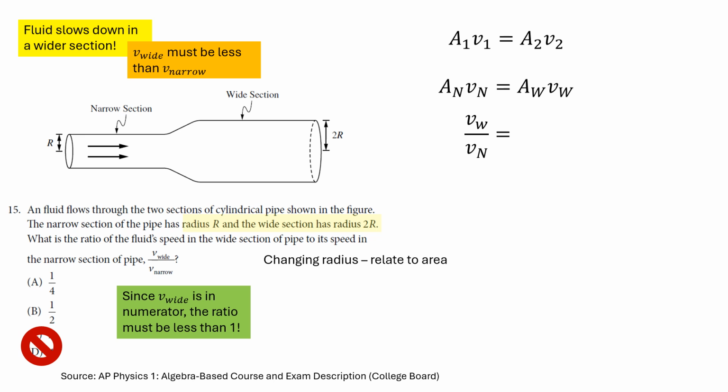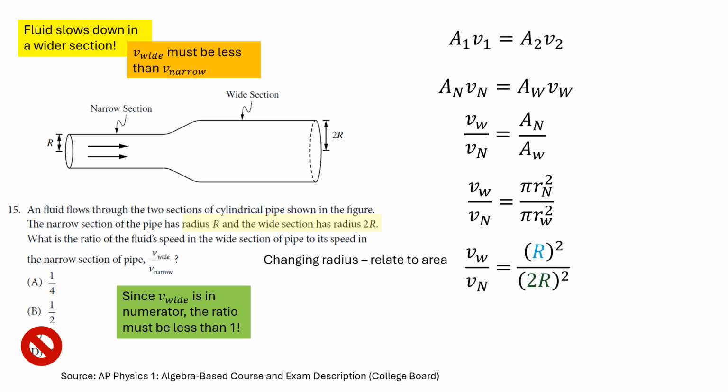Move everything else over to the left side, or excuse me, the right side of the equation. So AN over AW on the other side. And then the area, since it's a cylinder, would just be pi r squared. And all I have to do next is put in the radii that I'm given. So on top would be r for the narrow section, 2r in the denominator for the wide section.